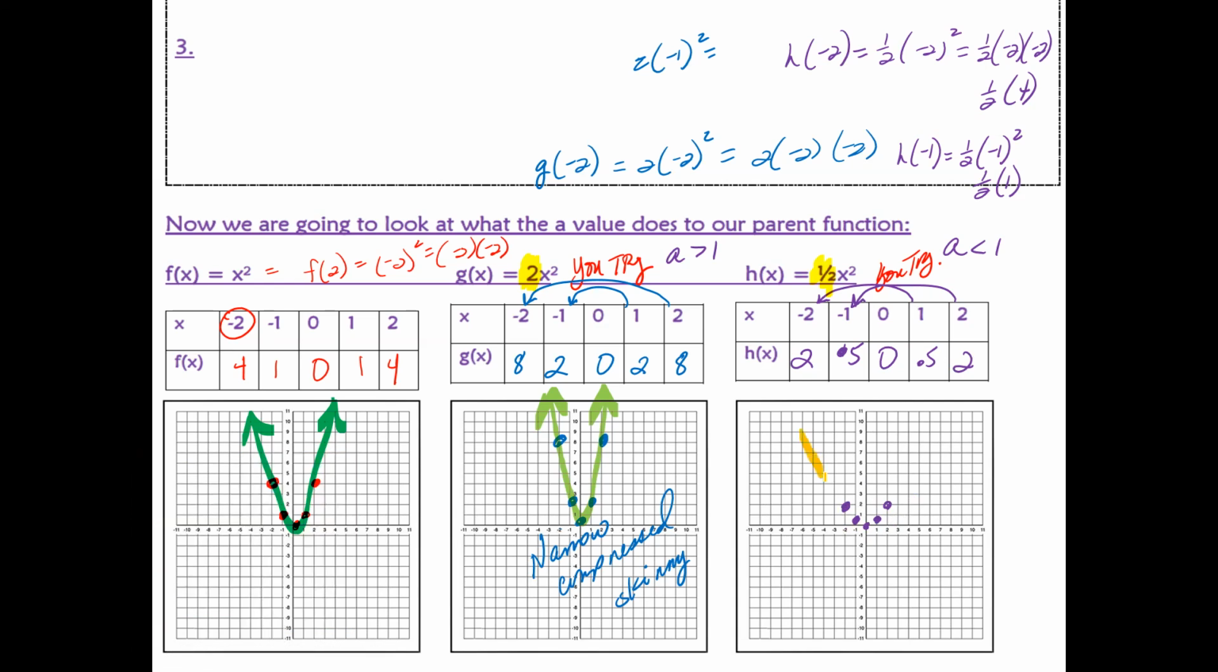Now let's connect the dots. What do you notice about this one? You should say that it's a little bit more stretched. It's definitely a little bit wider. And there you have it. So when a is bigger than 1, it's a narrower, more compressed parabola. When a is smaller than 1, it's a more stretched, wider parabola.